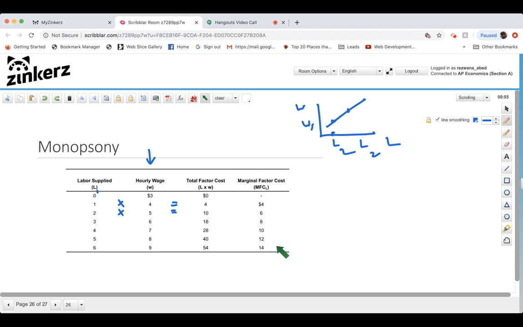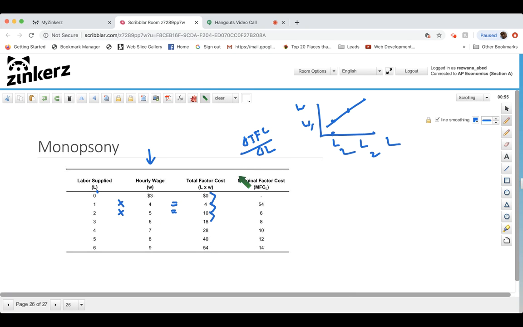And the marginal factor cost is just the change in the total factor cost divided by the change in labor. So this is how we're getting it: 4 minus 0 is 4, 10 minus 4 is 6, 18 minus 10 is 8.